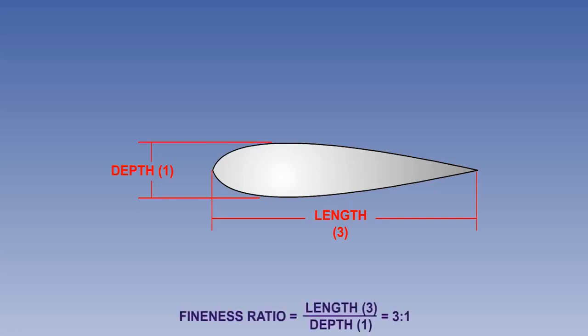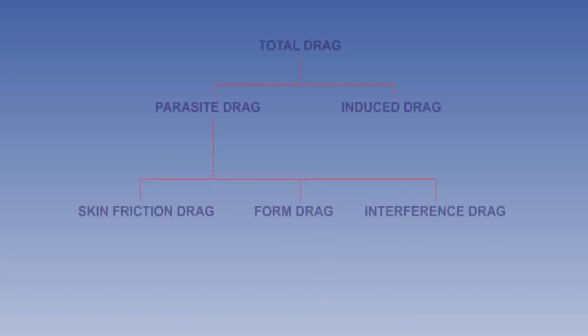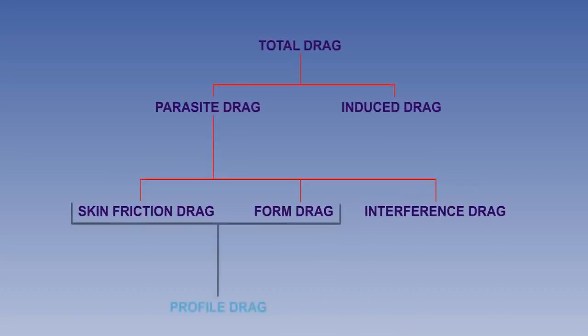The best fineness ratio, as it is known, has been found to be 3:1. The combination of form drag and skin friction is known as profile drag, as it can be considered that it results from the cross-sectional area or profile of the aircraft presented to the relative airflow.